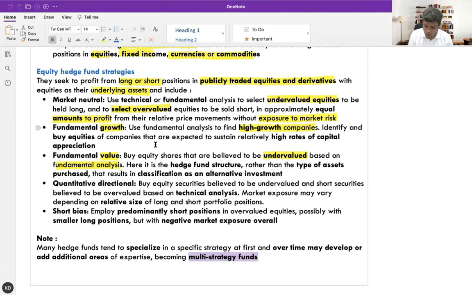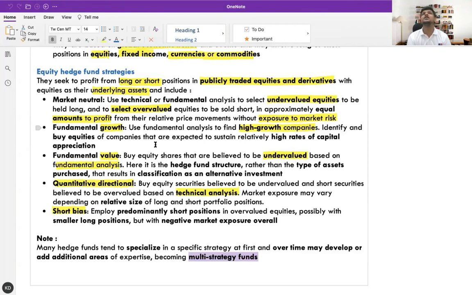Then today you have quant-based funds, quant-based hedge funds. They will buy undervalued and overvalued securities based on some technical analysis. Clear? And finally, you have short biased funds. Short biased funds are hedge funds which will have more position in the short than long. They don't want to be market neutral. Are you getting my point? They may invest either only in shorting of the securities, or even if they want to do long, the long will be very small compared to the short. So their net exposure is short.